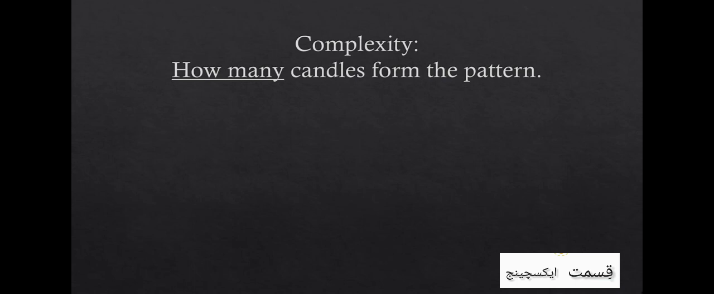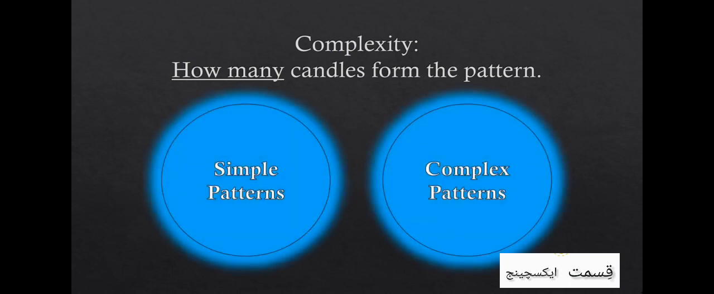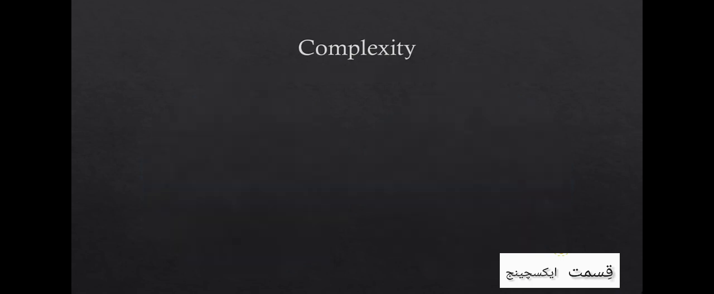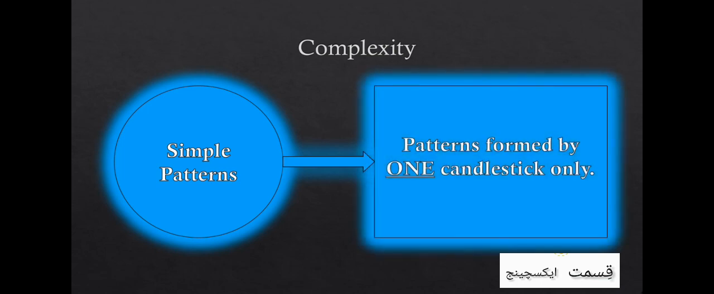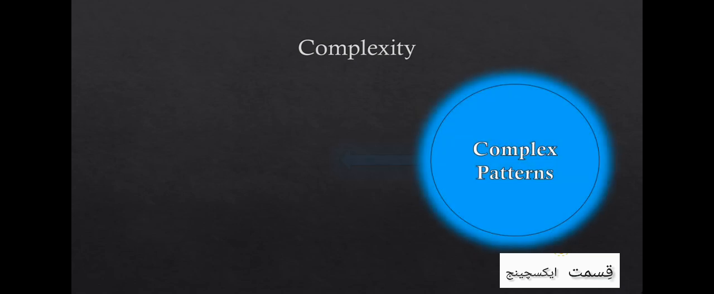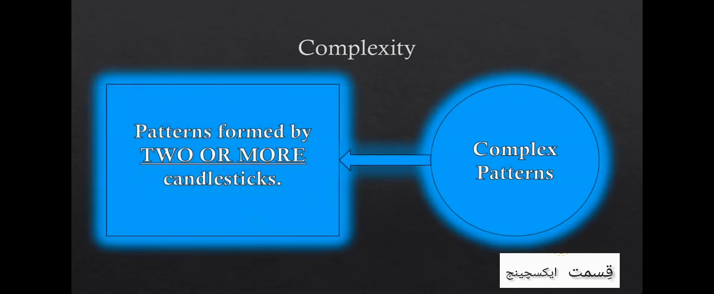There are two levels of complexity. There are simple patterns and complex patterns. Let's see what these two classifications mean. A pattern can be simple, which is when the pattern is formed by only one candlestick. In other words, the shape of only one candlestick will give a signal about what the market is going to do next. A pattern can also be complex, which is when the pattern is formed by two or more candlesticks.